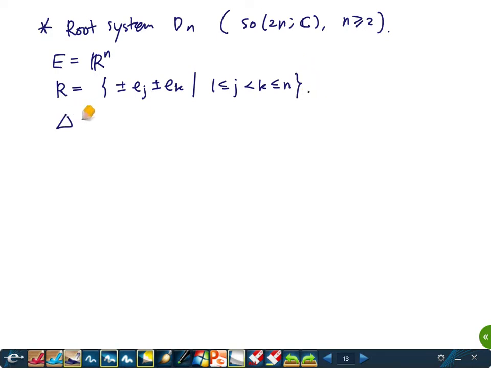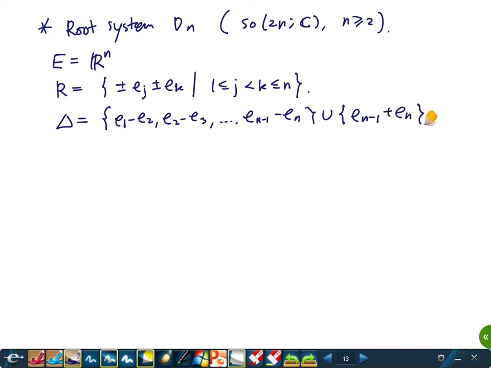And delta in this case, let me write this way: e_2 minus e_1, like the type A case, up to e_{n-1} minus e_n, but we have one more vector like this: e_{n-1} plus e_n. And in this case, R plus is e_j plus or minus e_k.